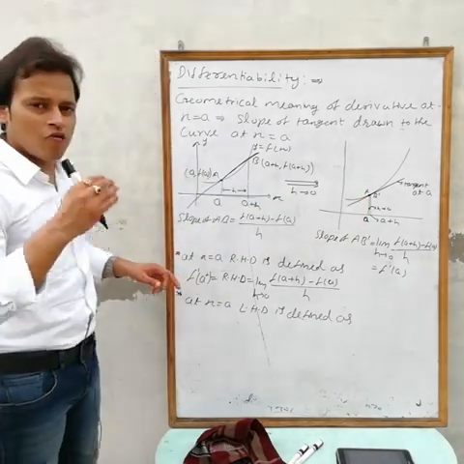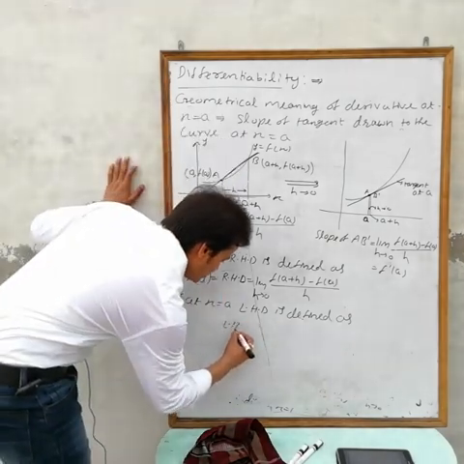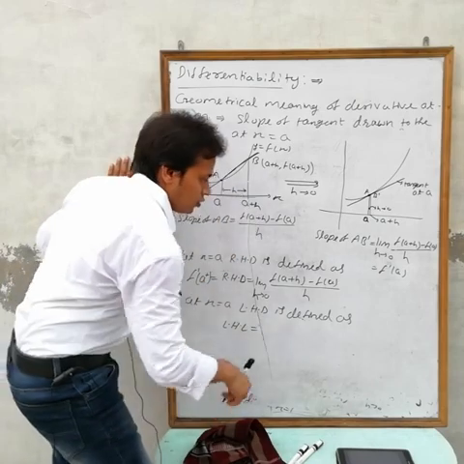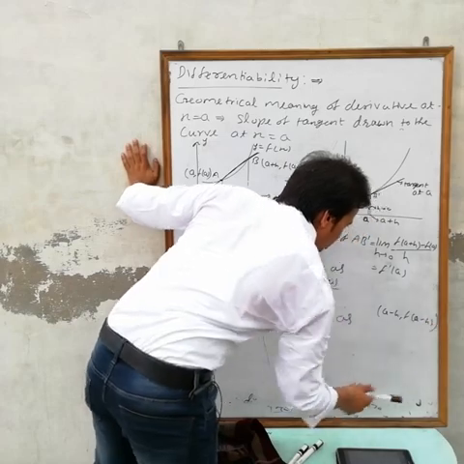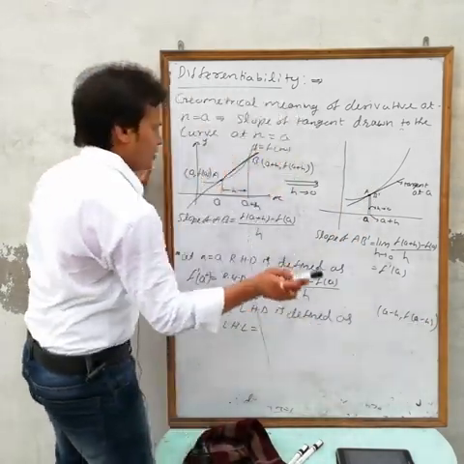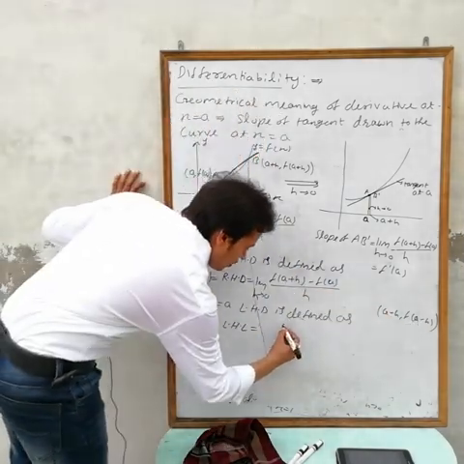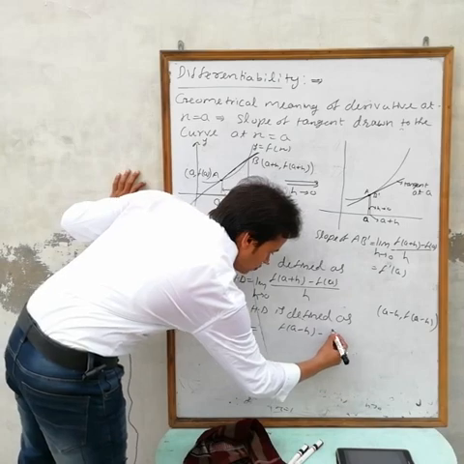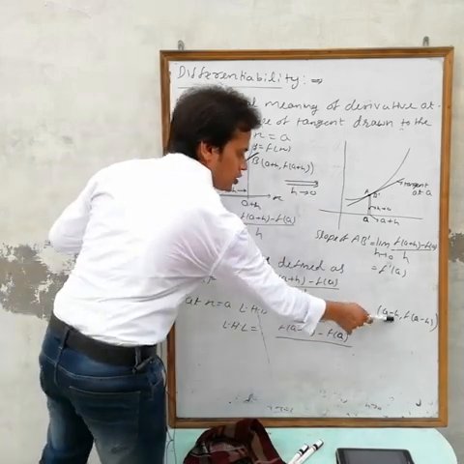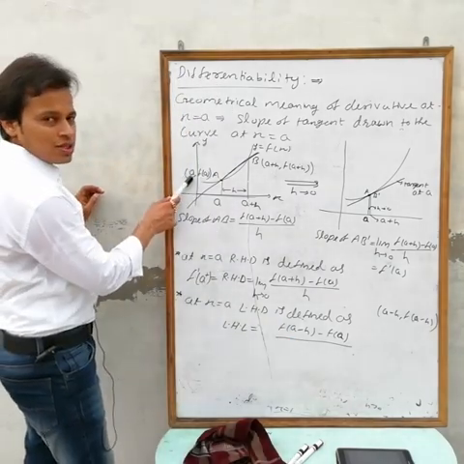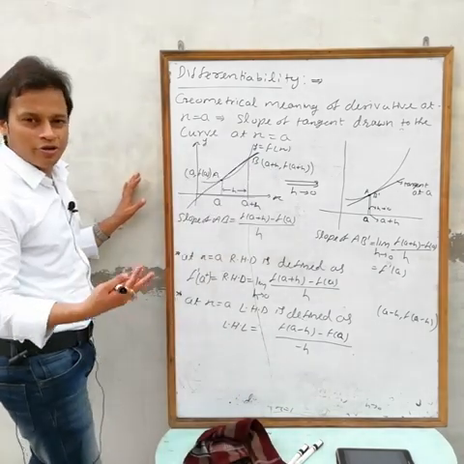Now find the slope. LHD: y2 minus y1, where that point is a minus h, f(a minus h). So y2 minus y1 is f(a minus h) minus f(a), by x2 minus x1. x2 is a minus h and x1 is a, the a cancels out, and we get minus h. Again we have to write the information about h.